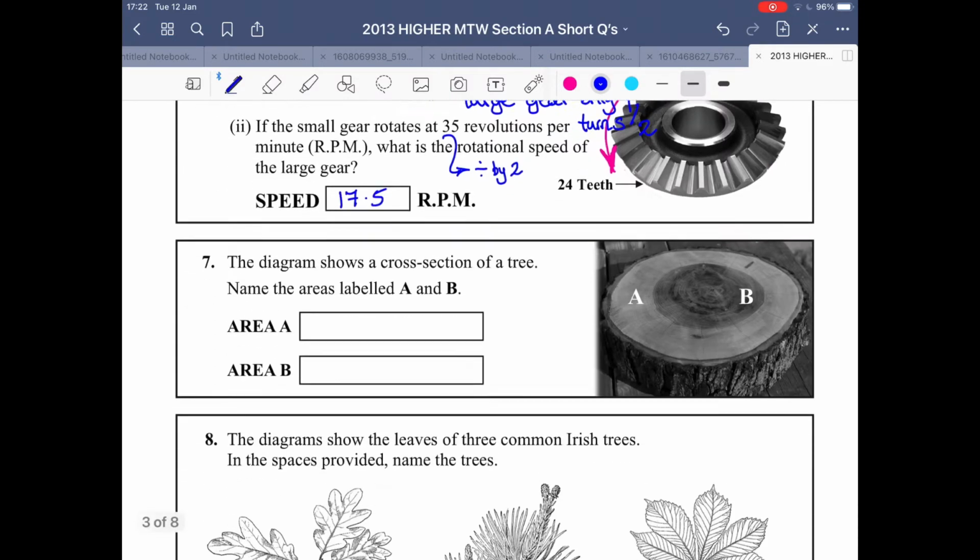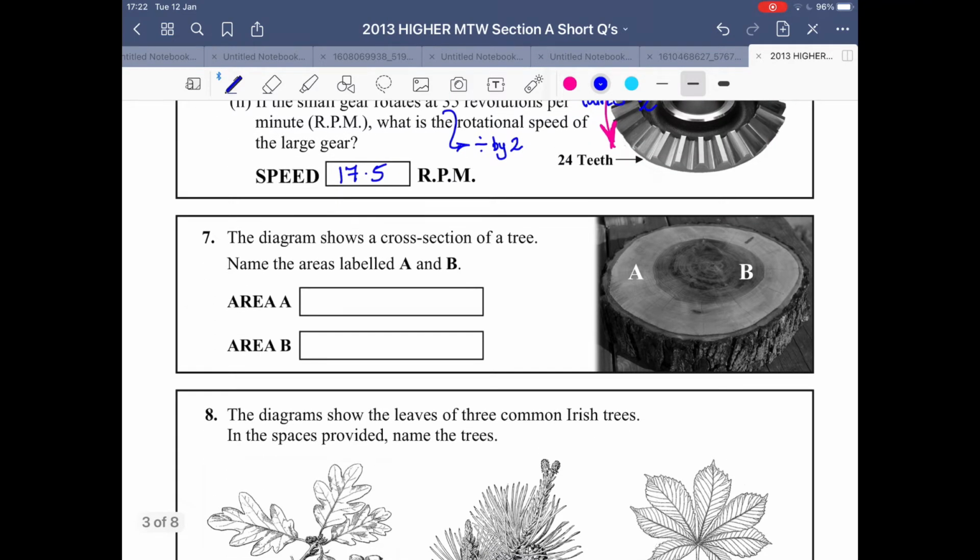Okay, so that's just information. Okay, question 7. The diagram shows a cross section of a tree. We're asked to name the areas labelled A and B. Area A is sapwood. Area B is the heartwood, which you will remember hopefully from your theory.